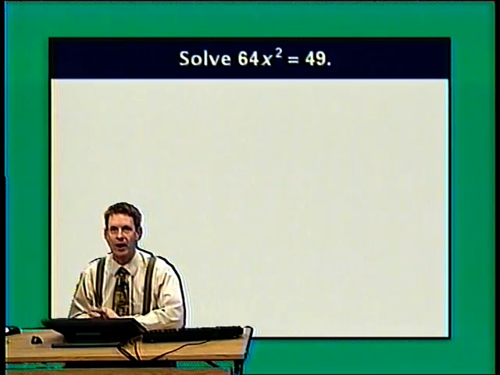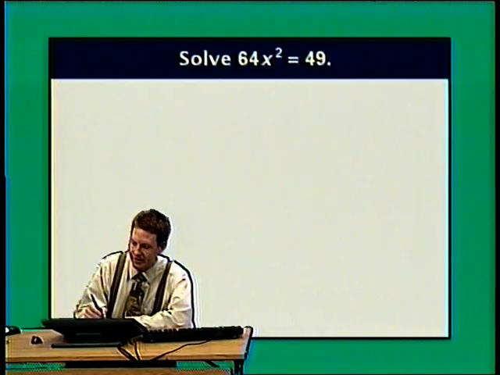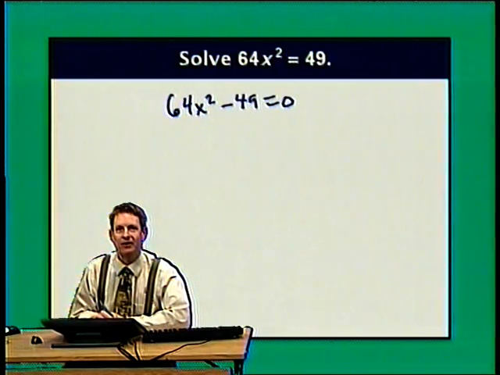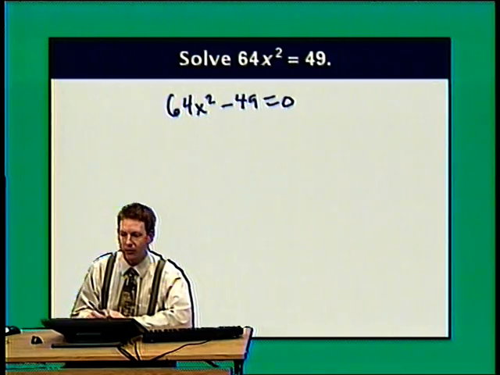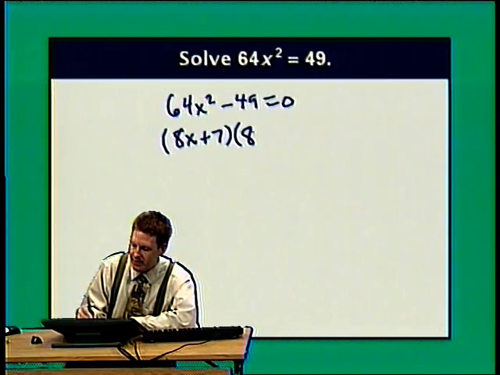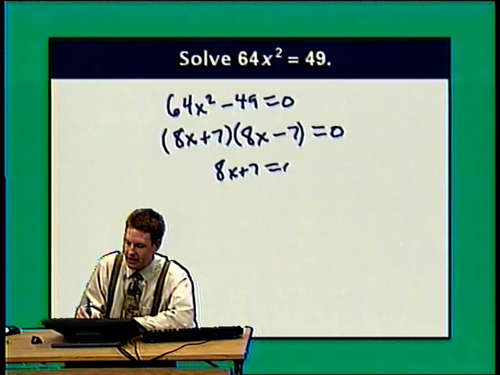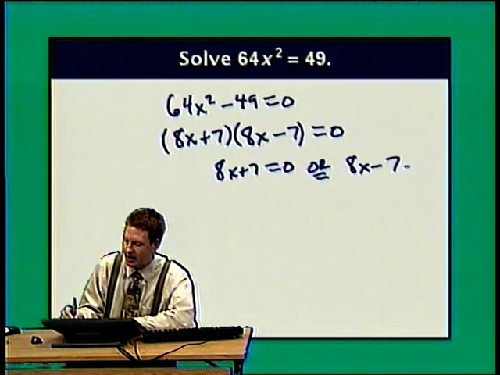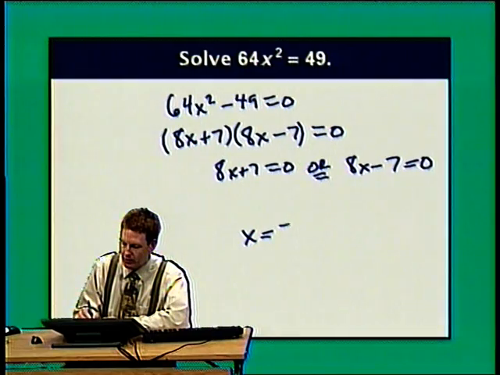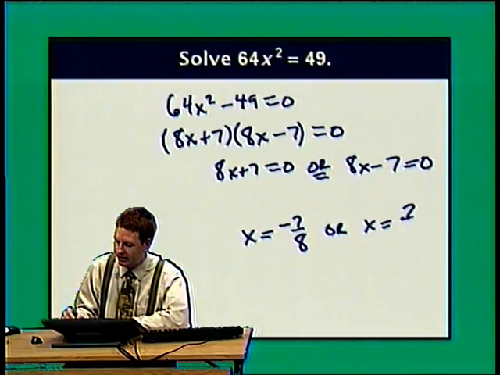Let's look at 64x squared equals 49. What's the first step in our strategy? Expand both sides. What's the second step? Make one side 0. I'm going to make the right side 0, so my x squared term has a positive coefficient. Let's factor the non-zero side. The non-zero side is a difference of squares. 64x squared minus 49 factors into 8x plus 7 times 8x minus 7. Because of the zero product principle, either 8x plus 7 equals 0 or 8x minus 7 equals 0. I'm going to go ahead and solve these in my head. If 8x plus 7 equals 0, x equals negative 7/8. And if 8x minus 7 equals 0, x equals 7/8.